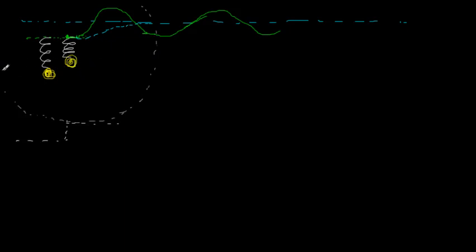Let's see what we need to find the frequency. To find this frequency, let's think about the equation and the solution for simple harmonic motion. The equation for simple harmonic motion is acceleration equals minus omega squared x. The solution we have already seen is x equals the amplitude times sine omega t.